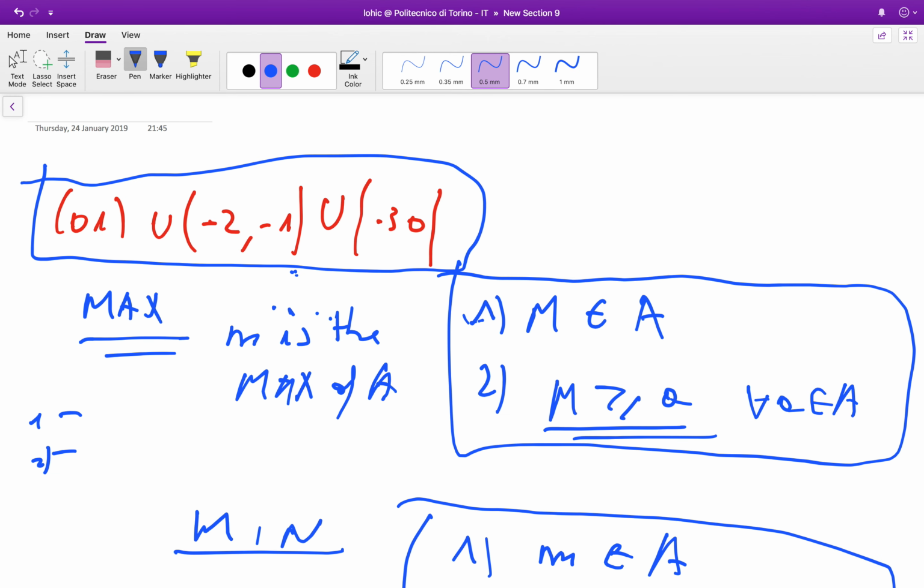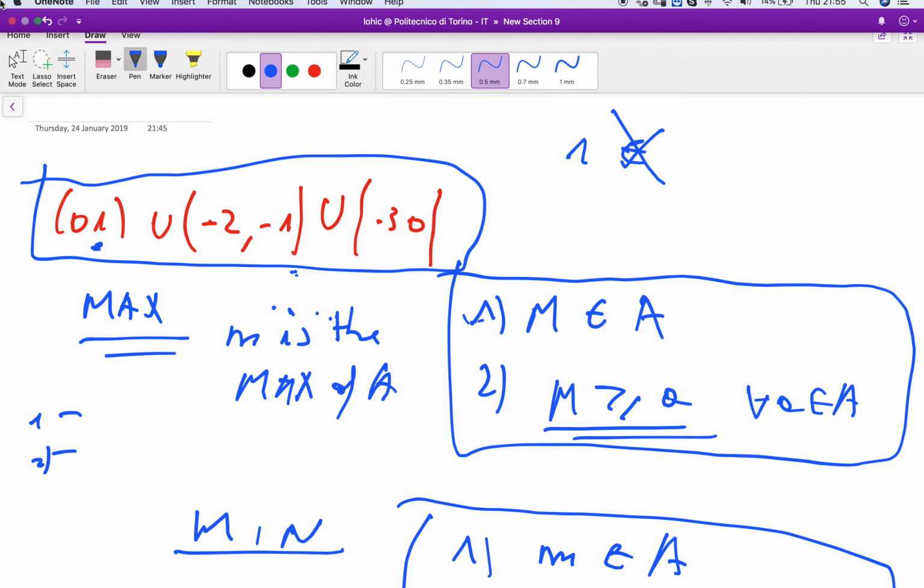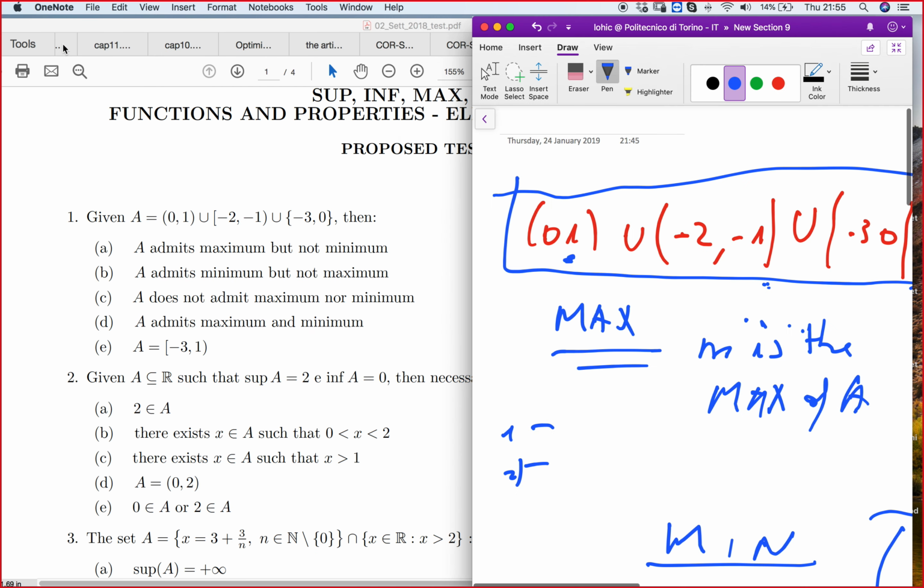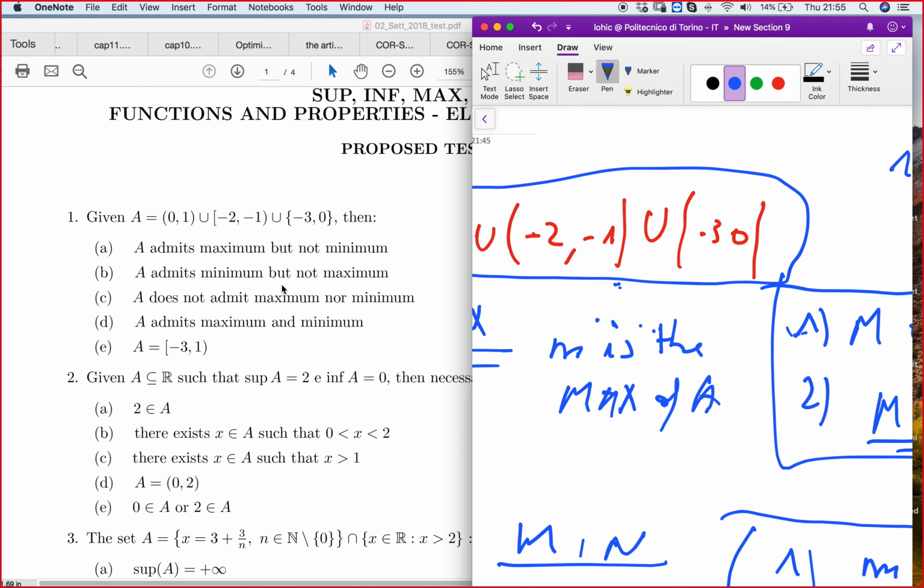Up to you. Which one is the candidate? Do we have a maximum? Yes, because the maximum would have been 1, right? But unfortunately 1 does not belong, so A is false. F admits a minimum but not a maximum.